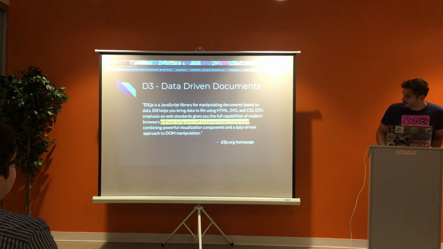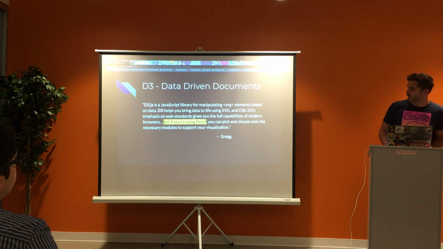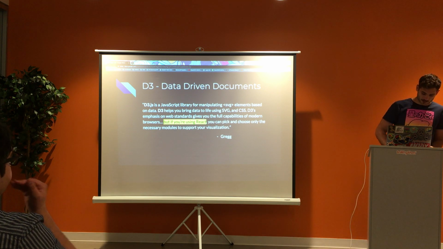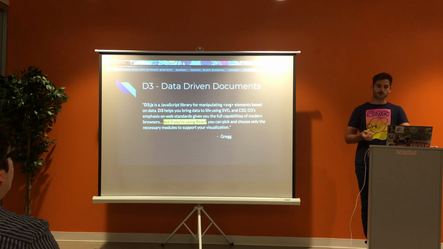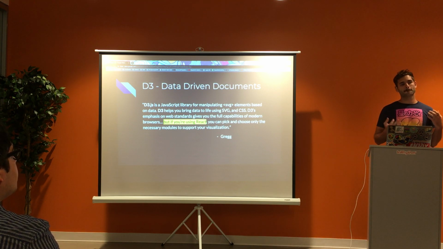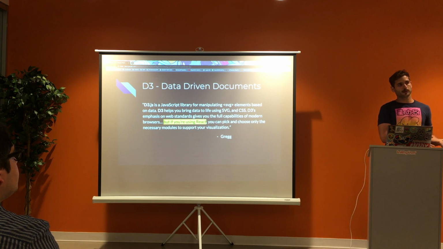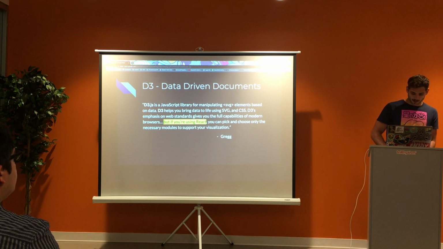So I changed this to my version, right? Now I'm saying D3 is a JavaScript library for manipulating SVG elements. Let's keep it simple. D3 helps you bring data to life using SVG and CSS, because we can use CSS properties on SVG elements, which is useful, especially if you're developing a library component and you want the consumers of that library component to color things. CSS is probably the easiest way to go about that.